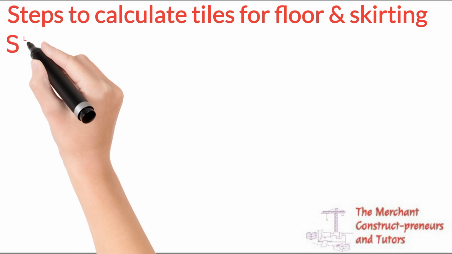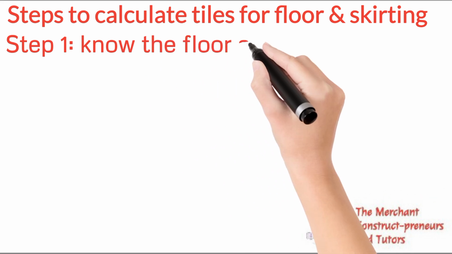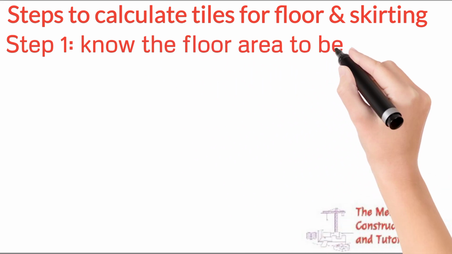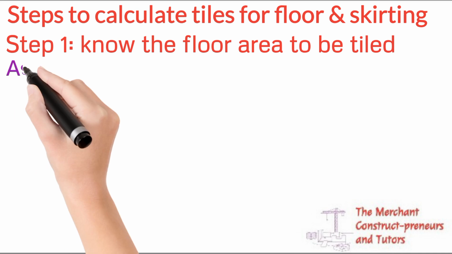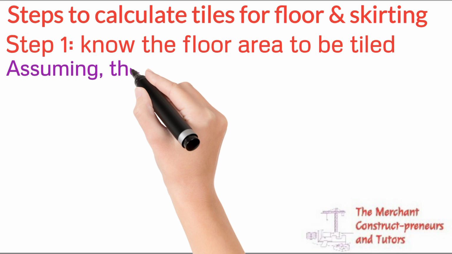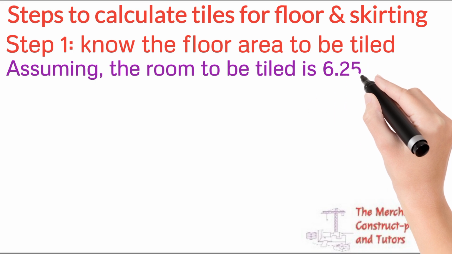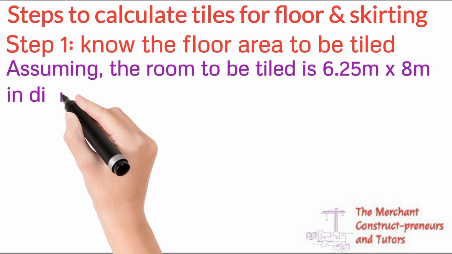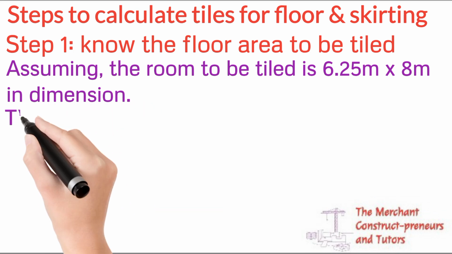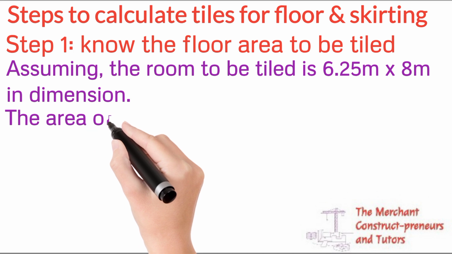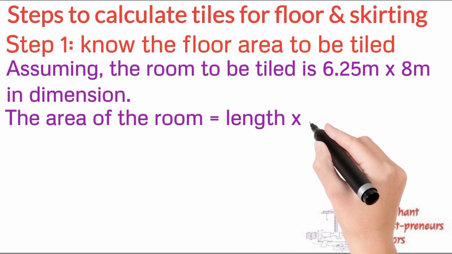So now we'll be getting into the main business, which is the steps to calculate tiles for floor and for skirting. So let's start with the first step. Now we need to know the area of the floor to be tiled. If you don't know the area, we'll not be able to estimate anything. Tiles are sold per square meter. They are packaged in cartons, and each carton is about 1 square meter, a little above or a little below 1 square meter, but they are around 1 square meter.